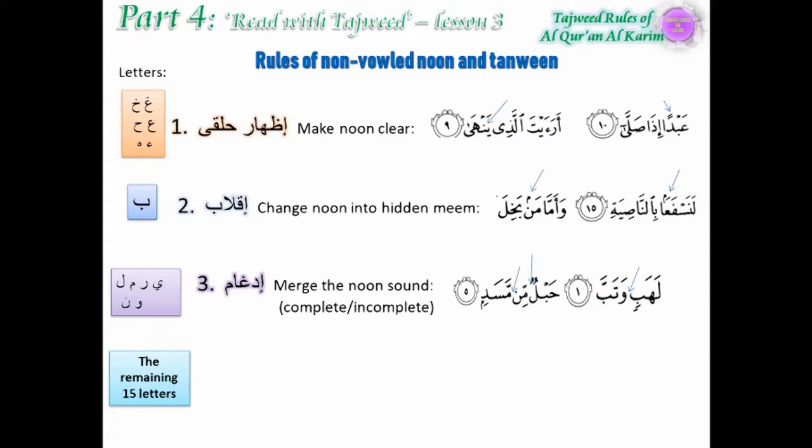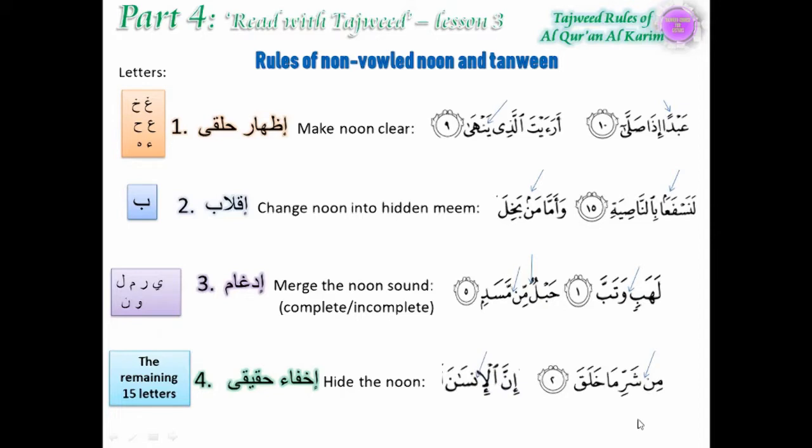So the last one is ikhfa haqiqi, and these are the remaining 15 letters apart from these letters. All of the remaining letters come under this rule. Ikhfa means to hide. We hide the noon, conceal the noon. And remember, our concern is what letter is coming after the noon as-saakinah, after the tanween.